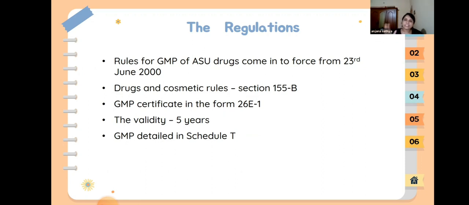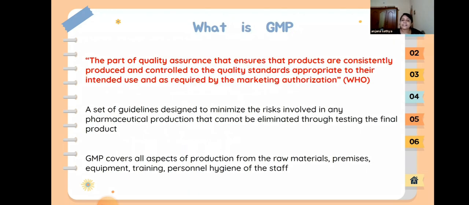As I mentioned, GMP will not instruct you on how to produce a drug. The proportions for thailam and all that will not come under the purview of GMP. GMP is a set of guidelines designed to minimize the risks involved in any pharmaceutical manufacturing that cannot be eliminated through testing the final product.